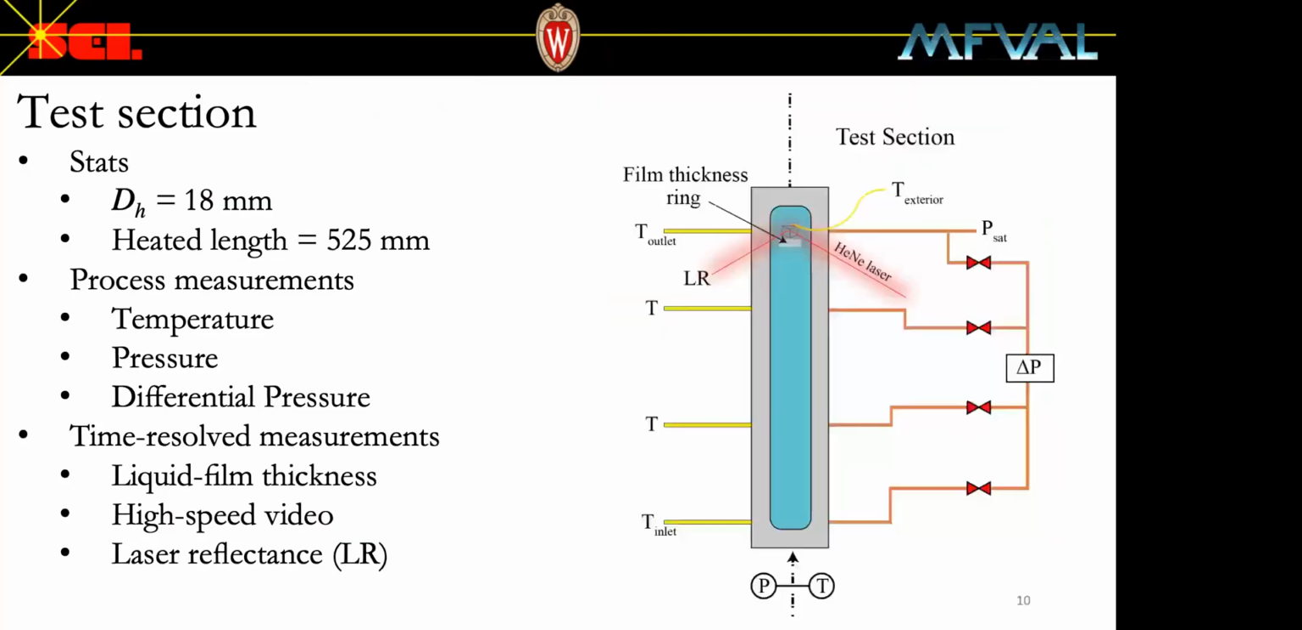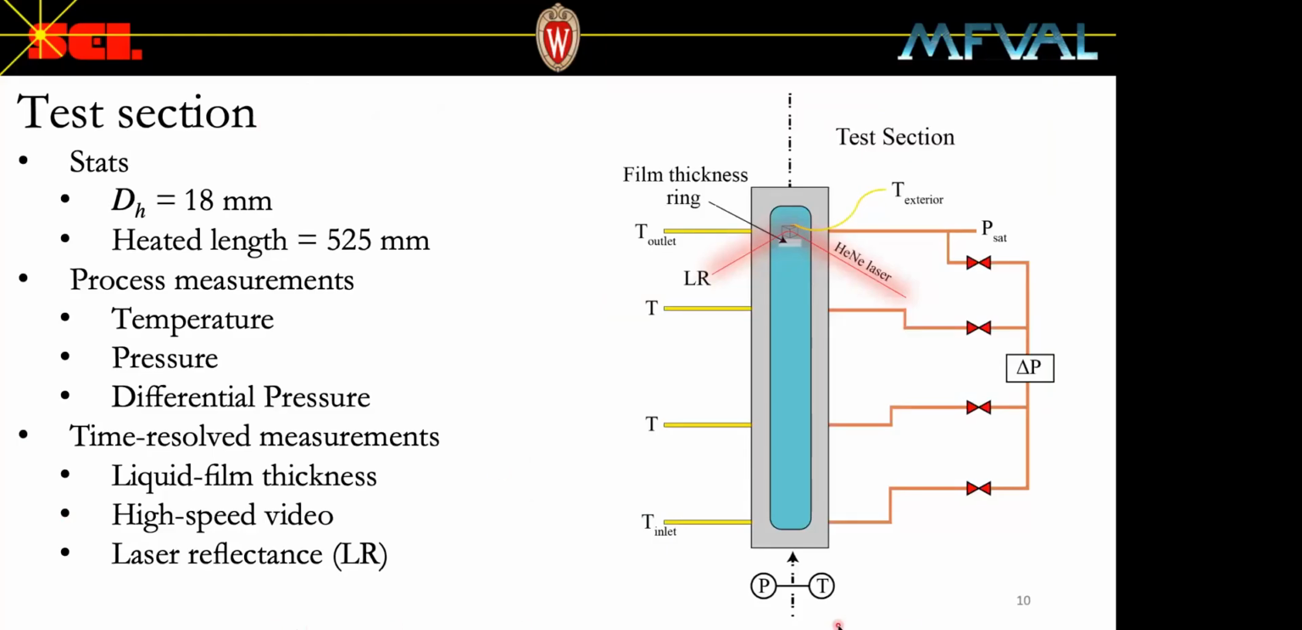Process conditions such as temperature, pressure, and differential pressure are all measured within the test section, as shown on the diagram. Liquid film thickness is also measured using a non-invasive optical technique at the location noted on the figure. In addition, high-speed video is collected at the same location by simply removing the light diffuser. Using a laser reflectance technique, which is indicated by LR on the figure here, we are able to actually measure the state of the wall.